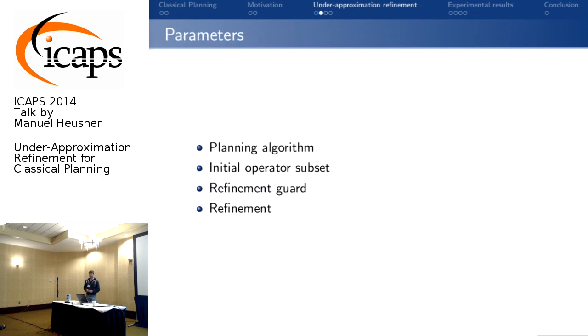This under-approximation refinement algorithm has several parameters. You can choose the planning algorithm. You can choose the initial operator subset. You can ask how and when we do refinement with the refinement guard, and which operators we want to add in a refinement.